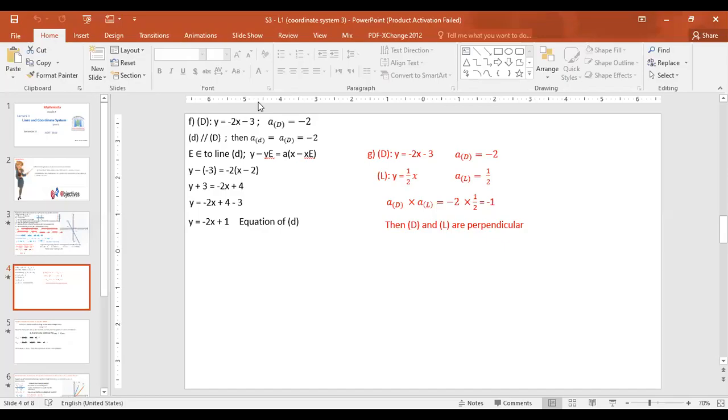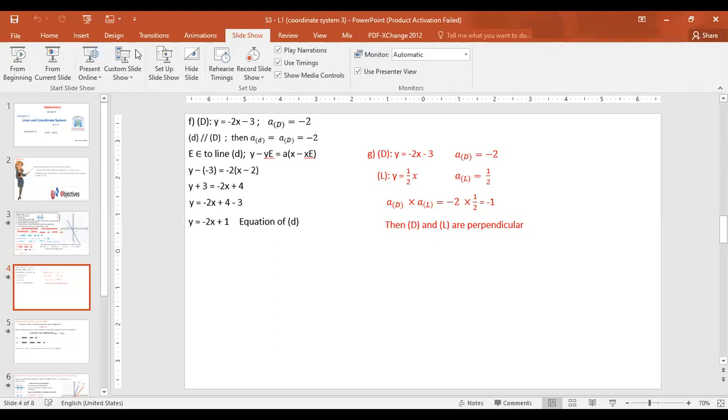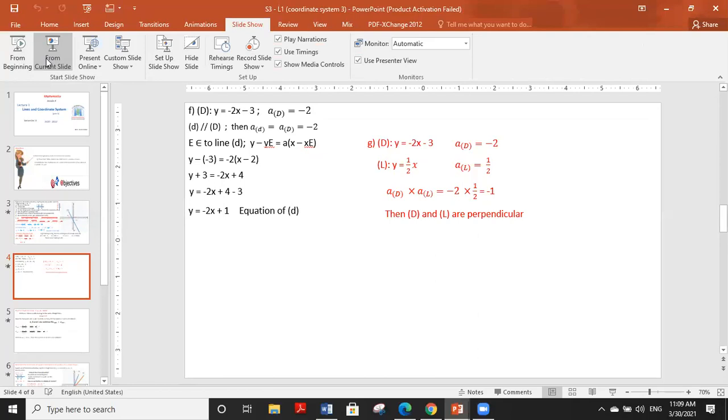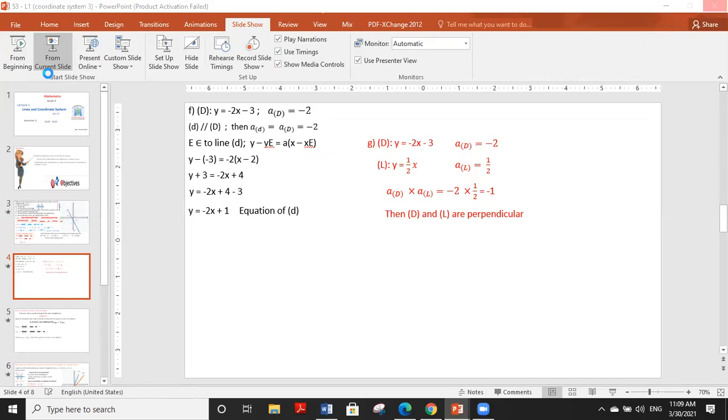The session. Last week we studied together two new rules in our lesson, which is coordinate system 3. So we studied two new rules.